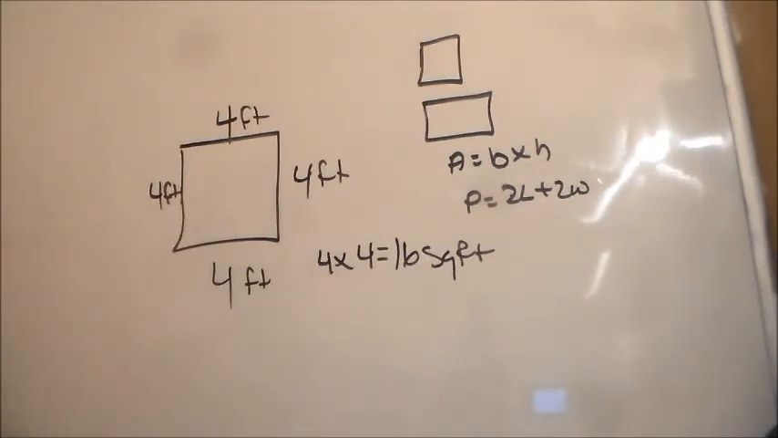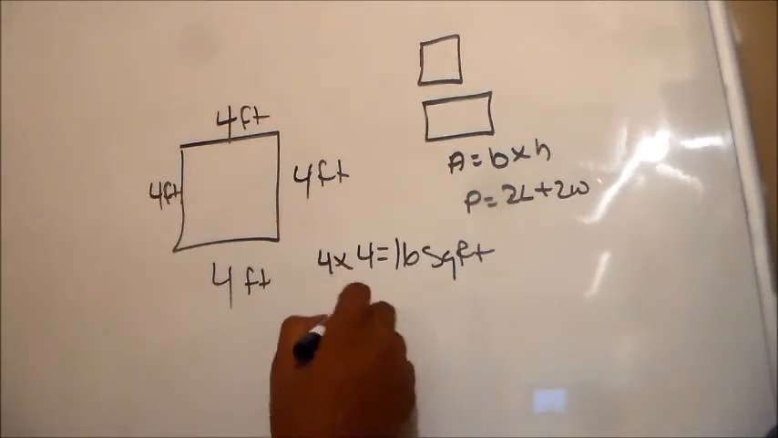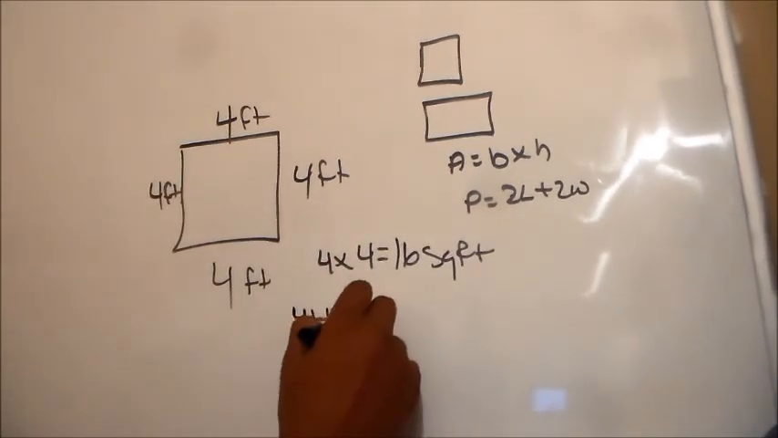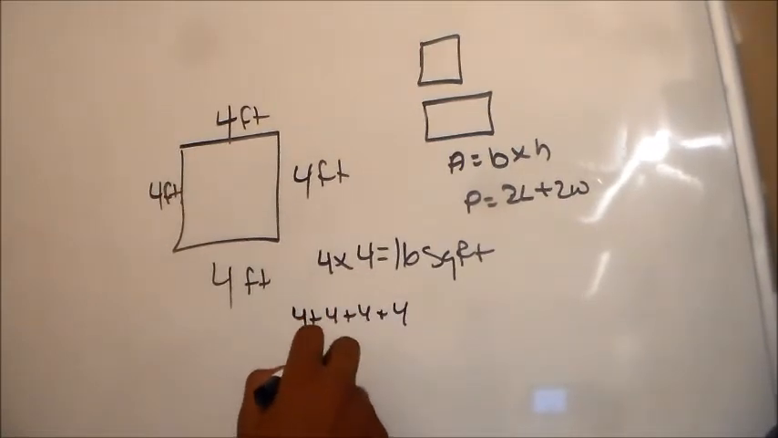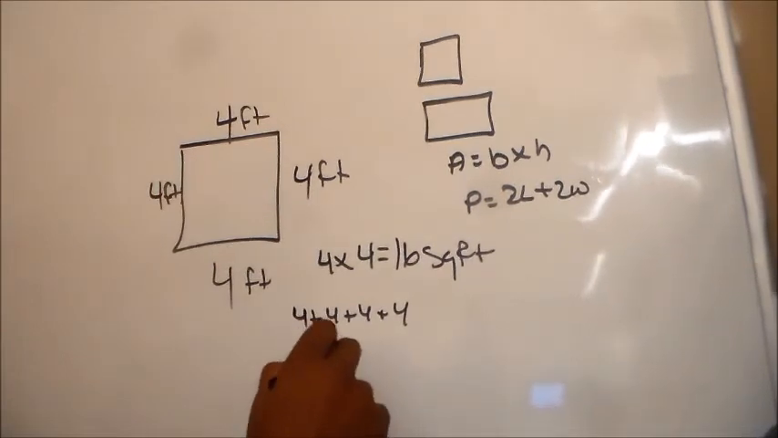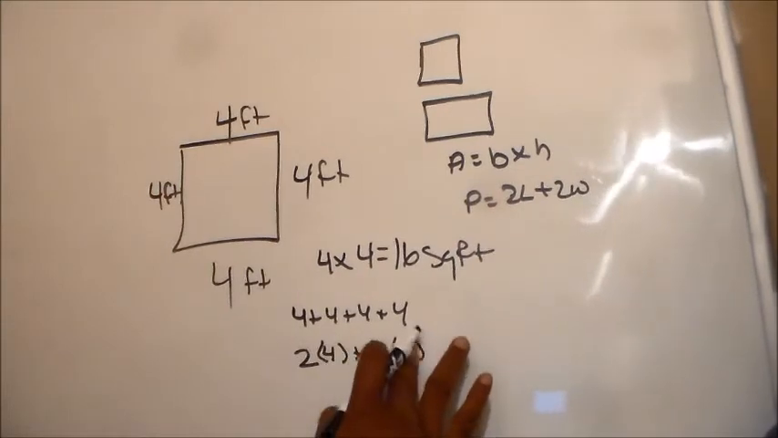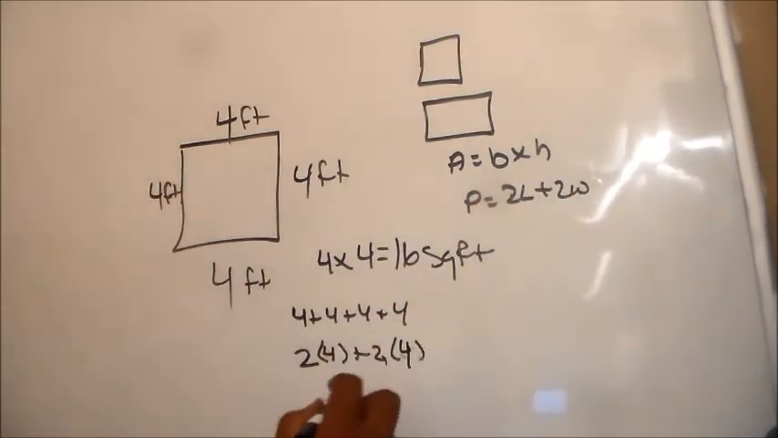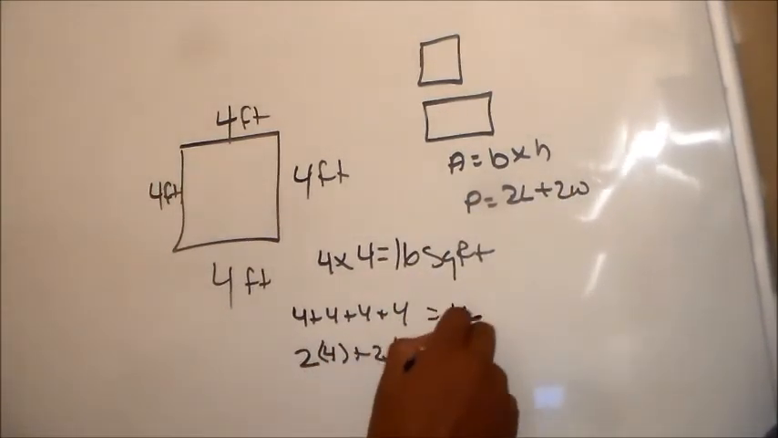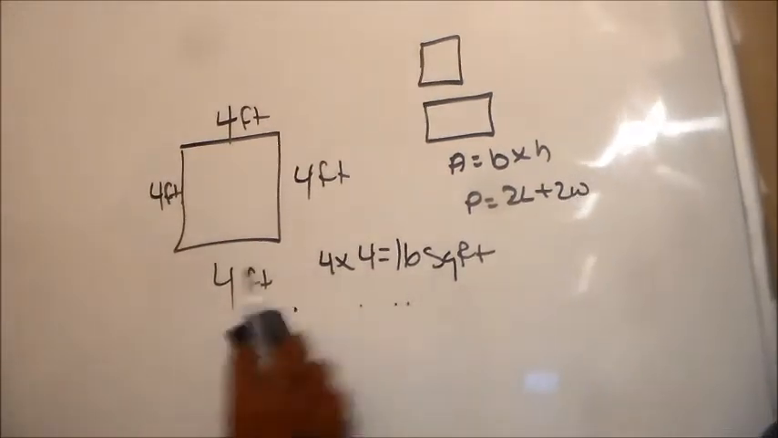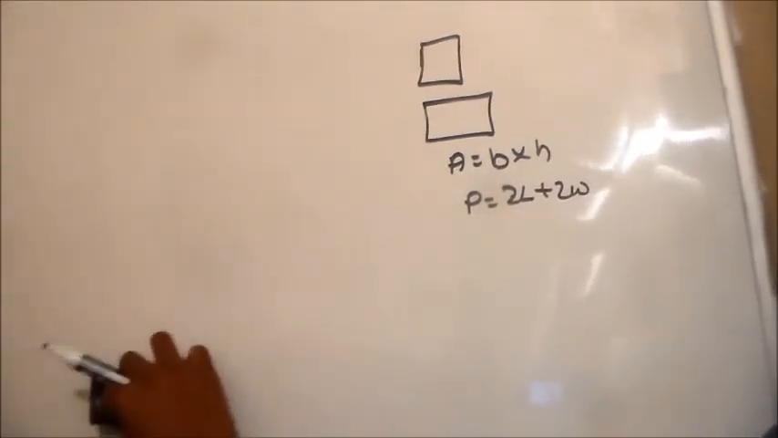And the perimeter, well, it's just going to be 4 plus 4 plus 4 plus 4. Or you could say 2L, which is 4, plus 2W, which is 4. Either way, you're going to get 16. 8 plus 8 equals 16. Alright, so that's a square. It just kind of works out real nice and neat like that.